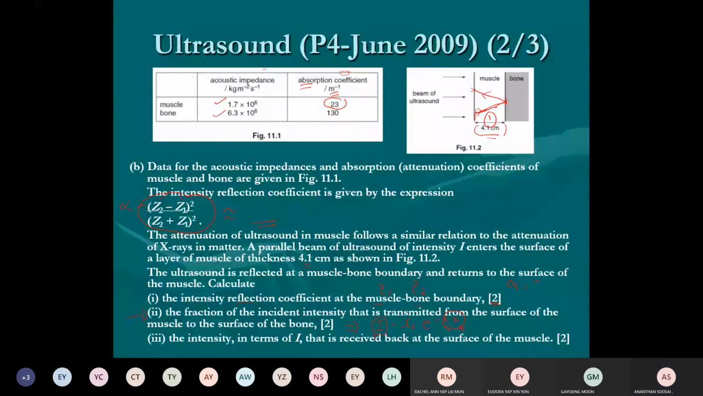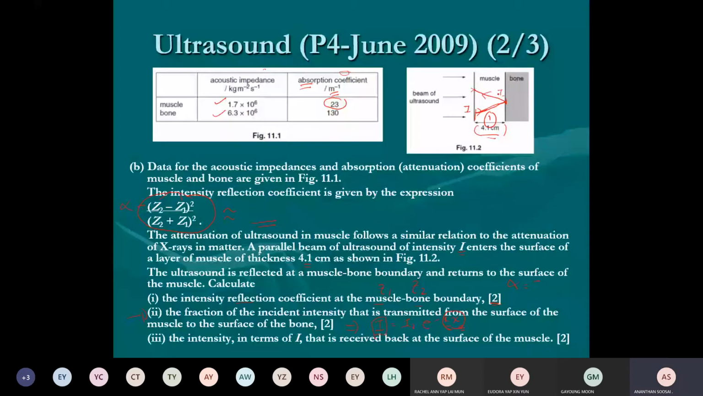Part 3. The intensity in terms of I that is received back at the surface of the muscle. The intensity in terms of I. Where's your I? The original is I. The original they say is I. This is I that enters the surface. So they're asking how much I has been reflected?